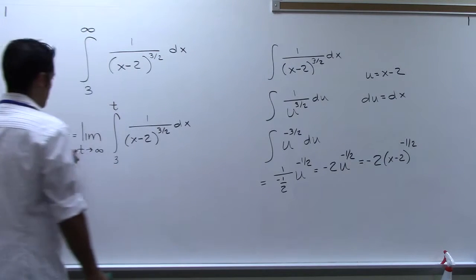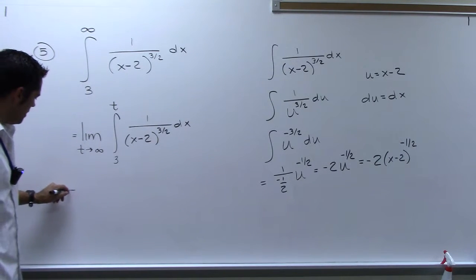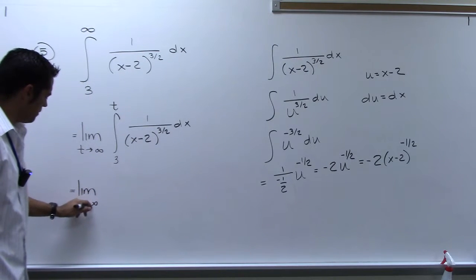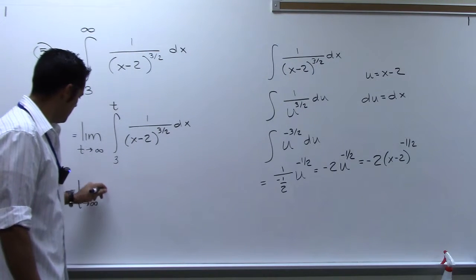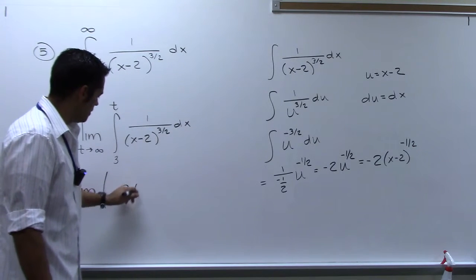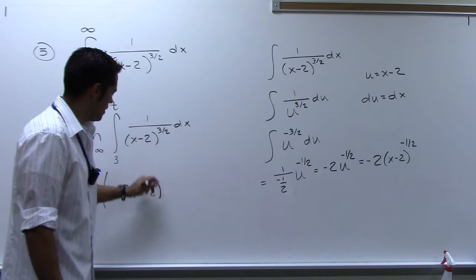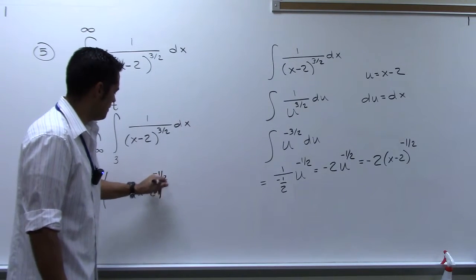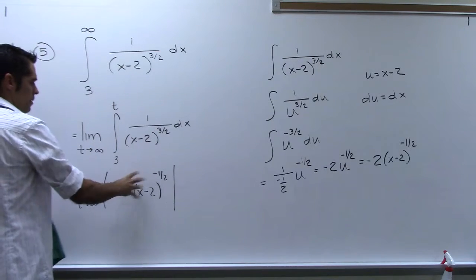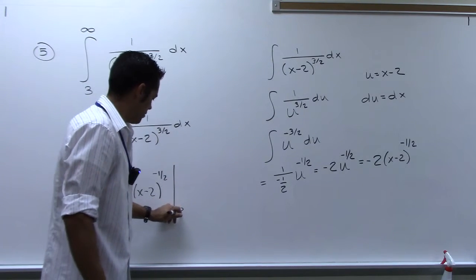So I'm going to come back over here now, and I'm going to write the limit as t goes to infinity. And then I have, let me put in parentheses here, negative 2 times x minus 2 to the negative 1/2. And then I'm going to evaluate that, because I've actually taken the antiderivative, I'm going to evaluate that at 3 and t.